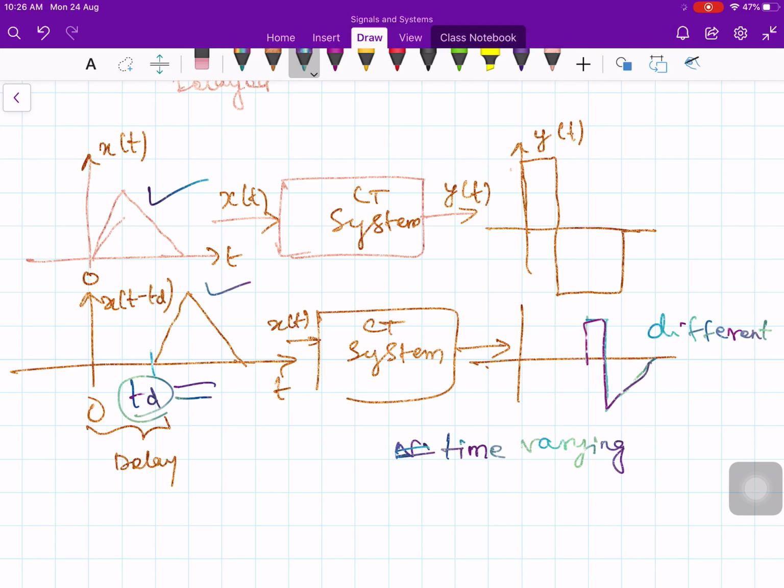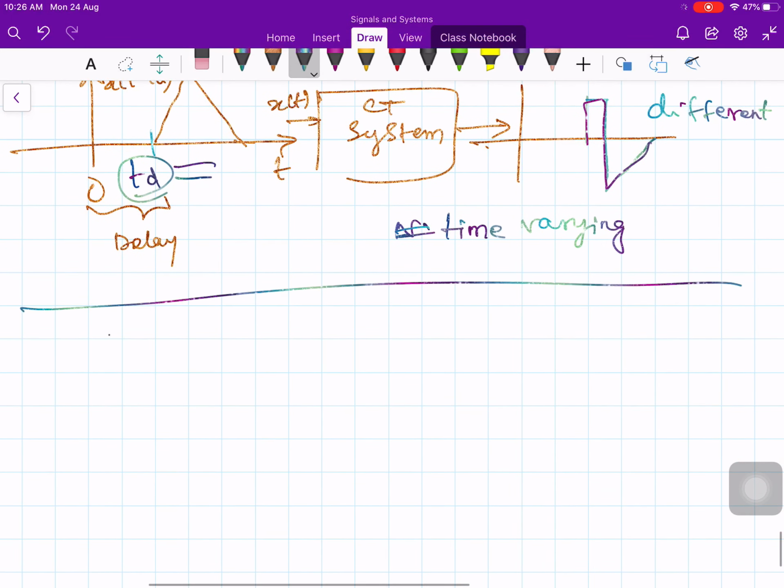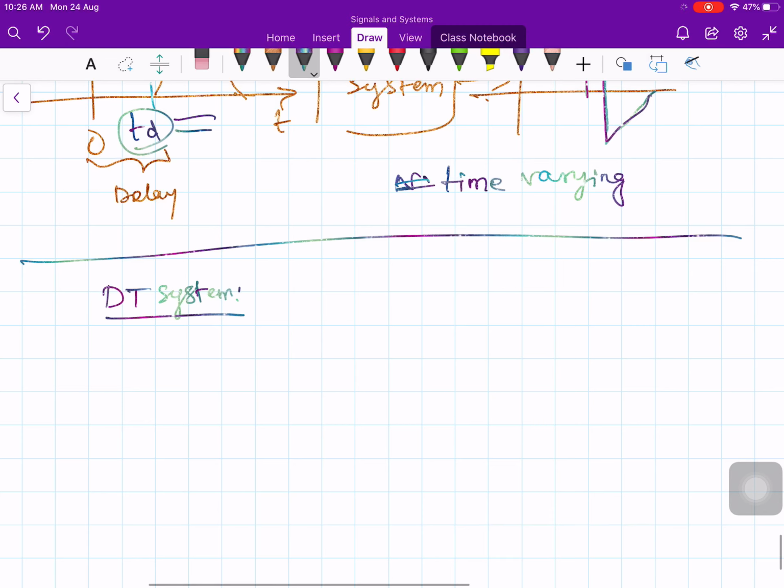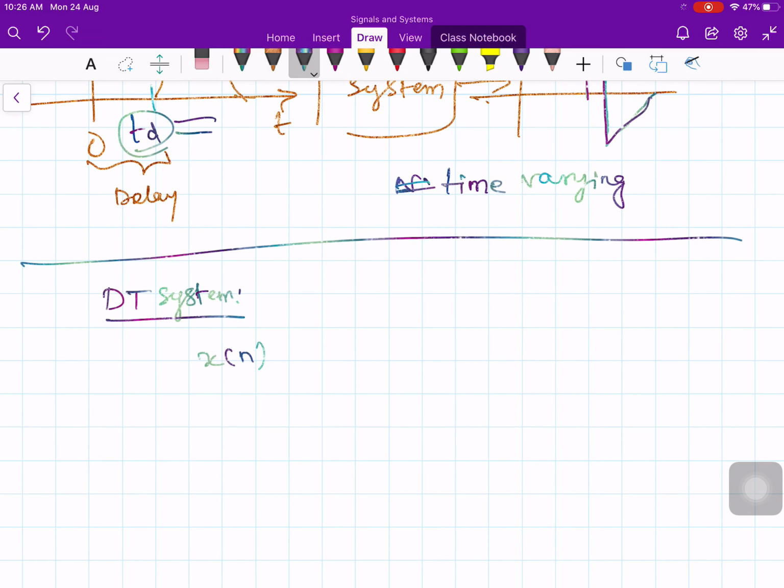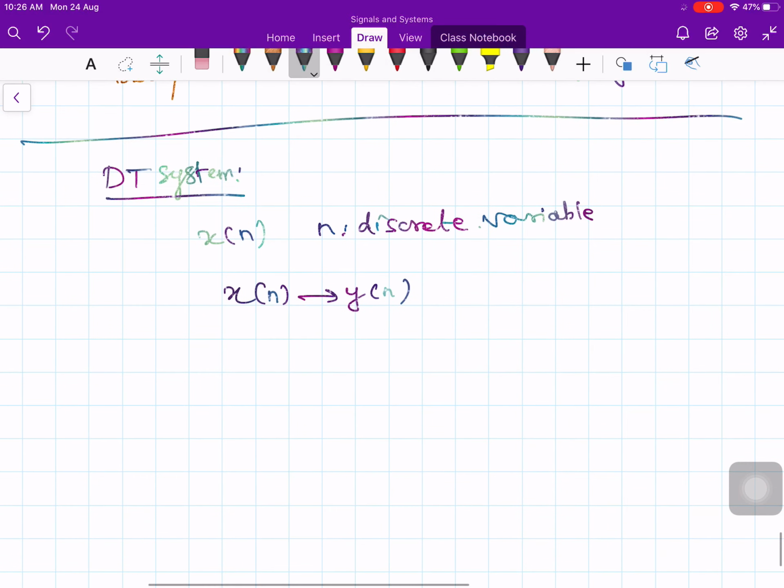Now, in the case of a discrete time system, let us say we have an input signal x of n, and x of n is a function of a discrete variable. n is a discrete variable, what I mean is, it will take integer values. Now, x of n gives rise to y of n. Of course, discrete time signals will have values only at discrete points along the time axis, discrete points like this. In between the points, you do not have any values.